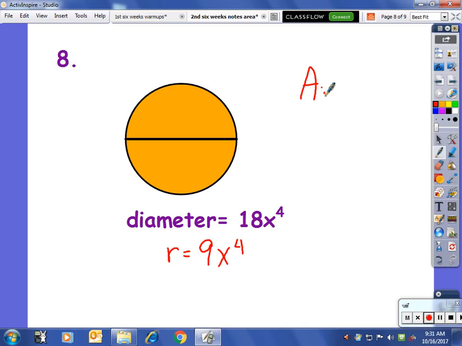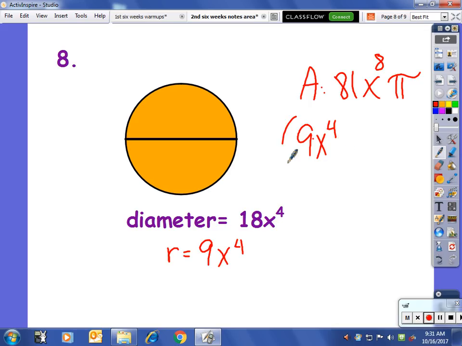Okay, so what's the area? So do 9x to the fourth times 9x to the fourth, and then don't forget to stick a pi on there. 81x to the 8th times pi.